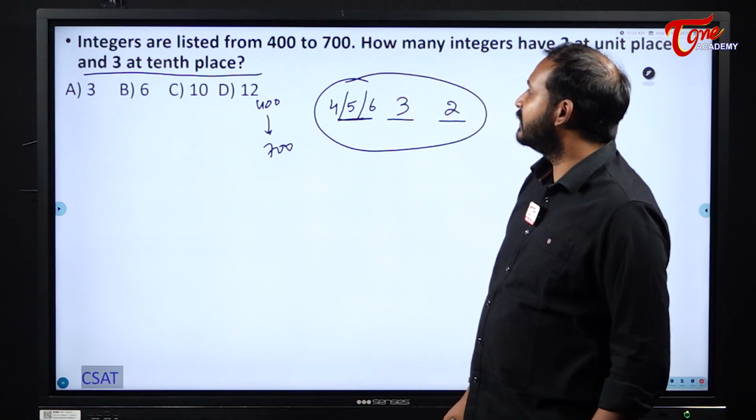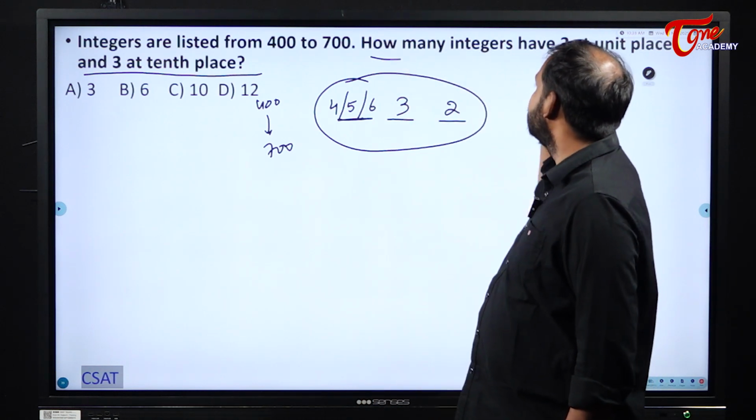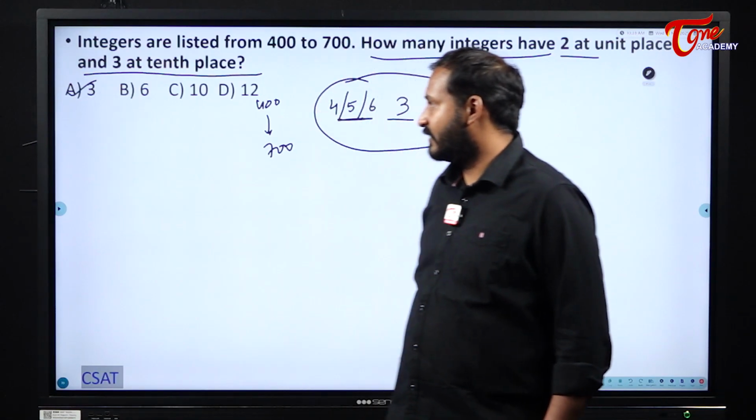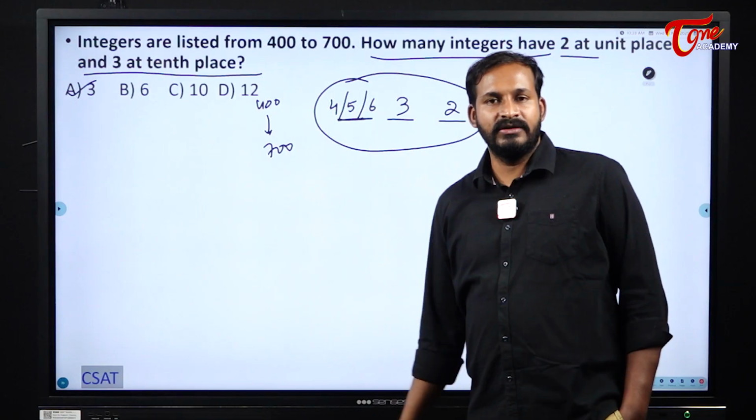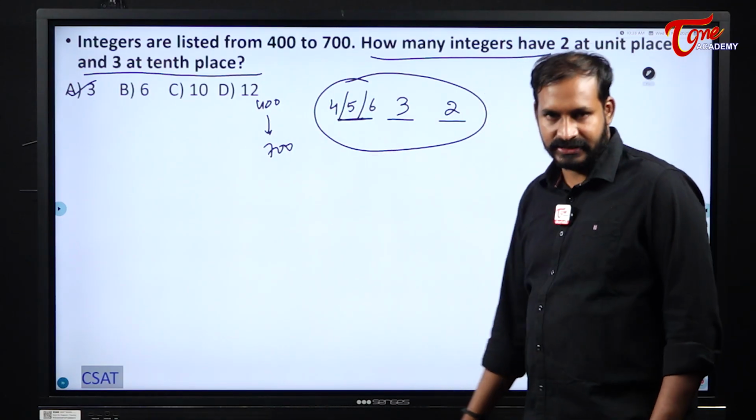So how many values are there? How many integers are there? Only 3 integers are there for us. What are those integers? 432, 532 and 632. So whenever you see this type of question, please try to think in this manner.